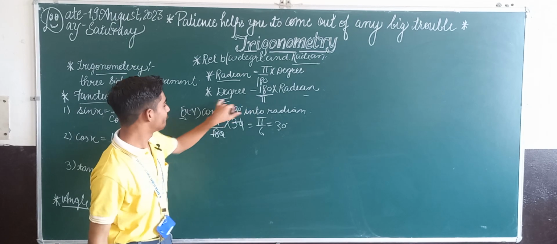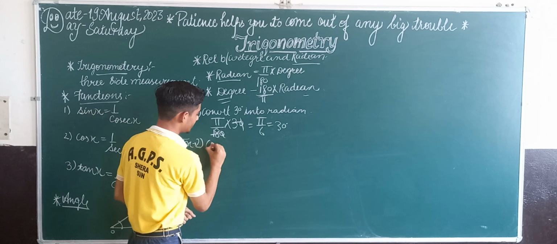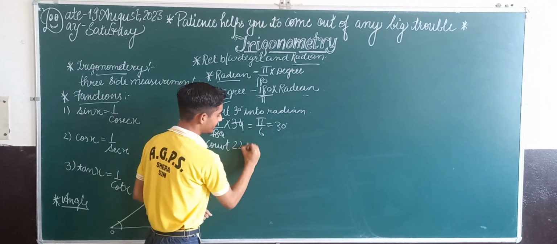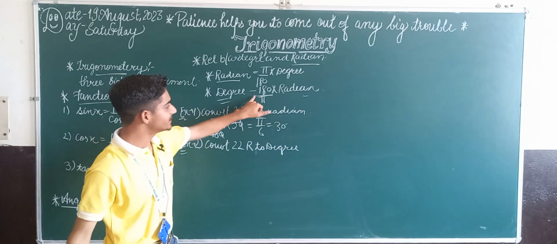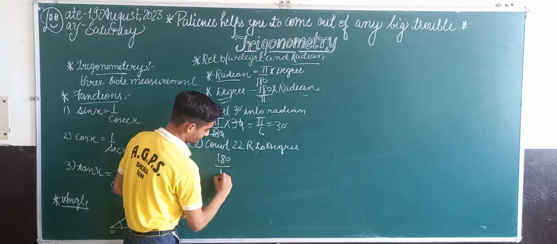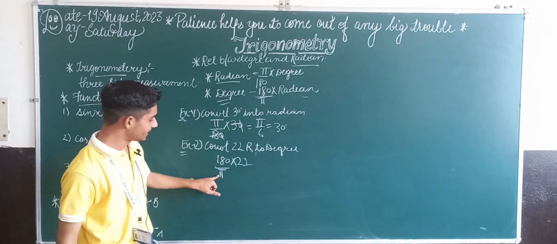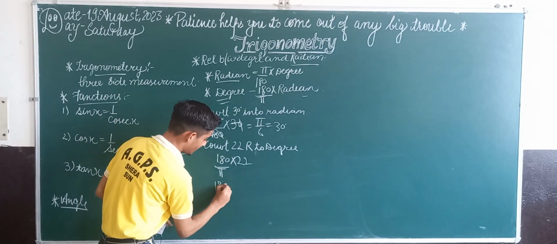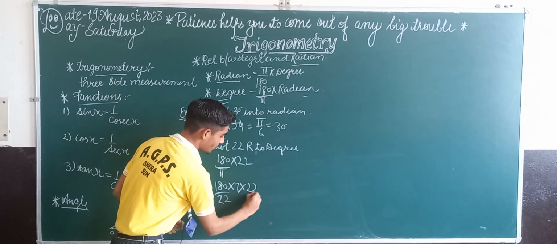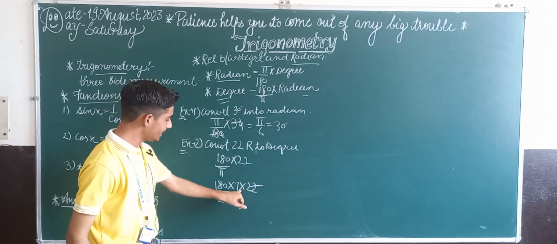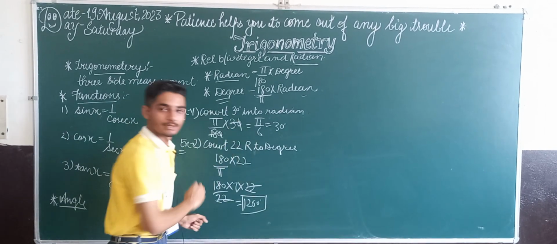Now let's take an example of degree. How to measure degree? Convert 22 radian to degree. By using this formula, 180 by pi into given radian. Here use the value of pi as 22 by 7, so 180 by 22 into 7, and given radian is 22. Here cancel out 22. Now multiply 7 by 180. Here 1260 is the given degree.